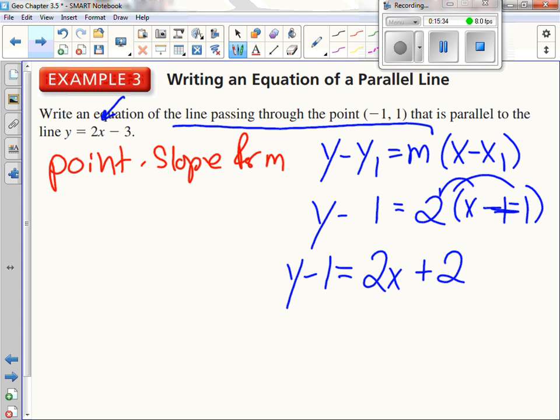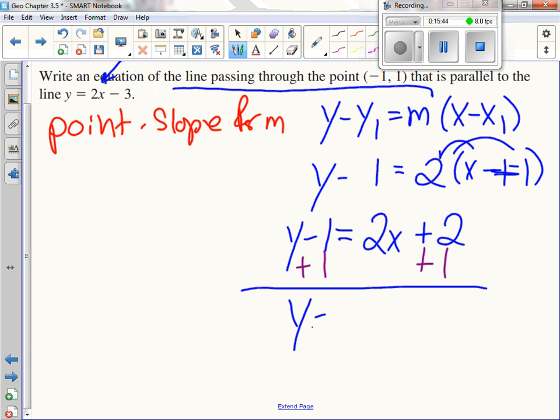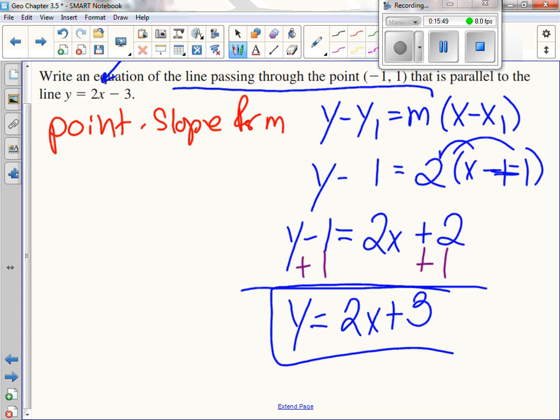Well, what do I need to do? There's one last step to get y by itself. Add 1 to both sides. When I add 1 to both sides, I get y is equal to 2x plus 3, yes? And that's our equation. Any questions on this here? What happened to the negative 3? So the negative 3 is the y-intercept of that line.